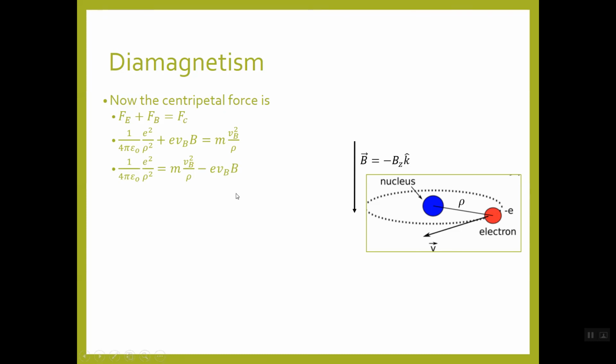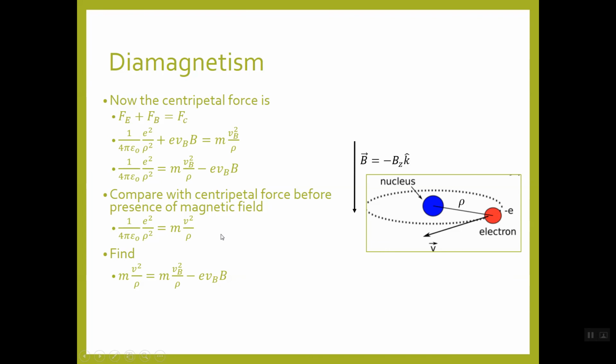Rearrange a little. And so we're going to compare with the centripetal force before the presence of the magnetic field, which was just due to the electric force, the attractive force. So we compare these two, and what we find, we can set those equal. They're both equal to 1 over 4 pi epsilon naught e squared over rho squared. So I set those equal.